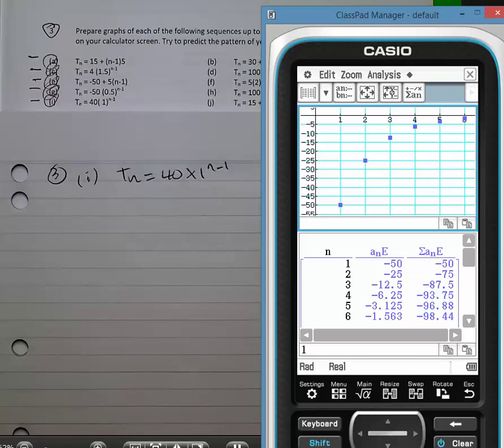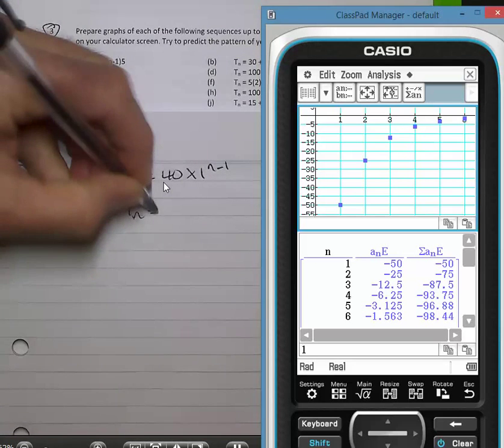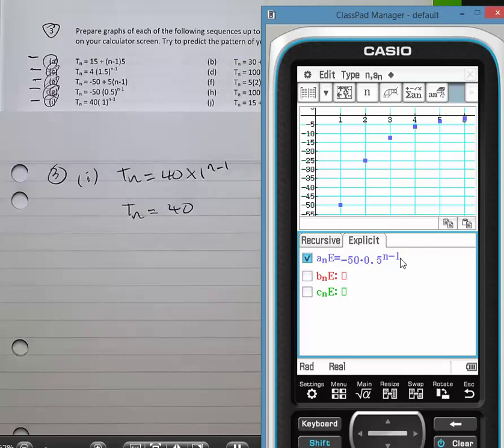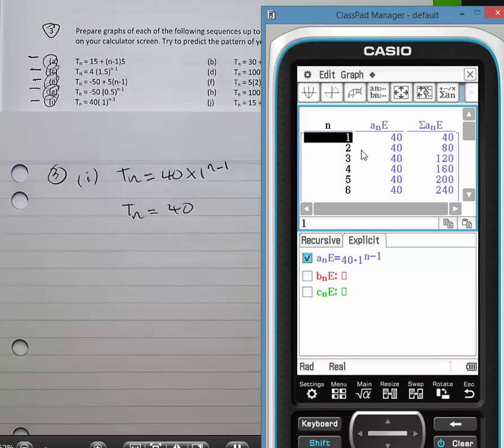And lastly, I'd like to take you through one that doesn't do anything. If I've got the function Tn is equal to 40 times 1 to the n minus 1, Tn is always equal to 40. Now, if you want to just quickly check that on your graph, you can see the flat line appearing pretty quickly. I won't even bother graphing that.